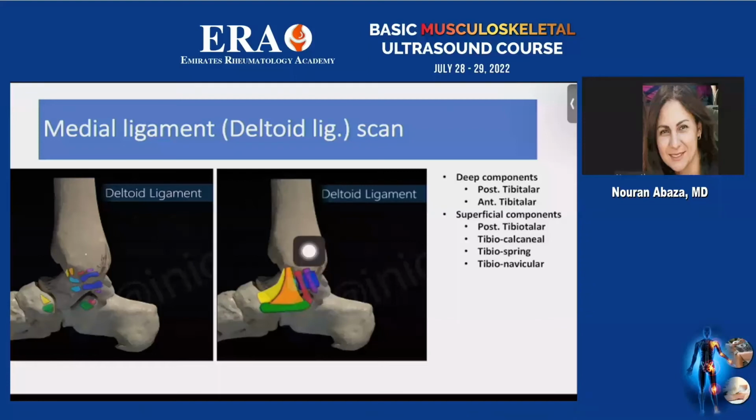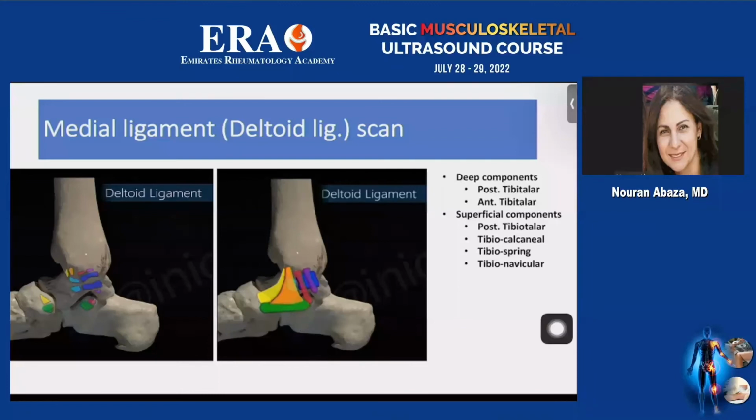The anterior tibiotalar part is the light blue part here. So again, the deep posterior tibiotalar, the superficial posterior tibiotalar, and then this light blue one is the anterior tibiotalar. The red one would be the tibiocalcaneal, then the orange one would be the tibio-spring part of the deltoid ligament, and then the tibionavicular, which is the yellow one.